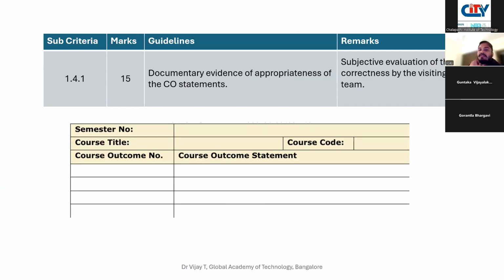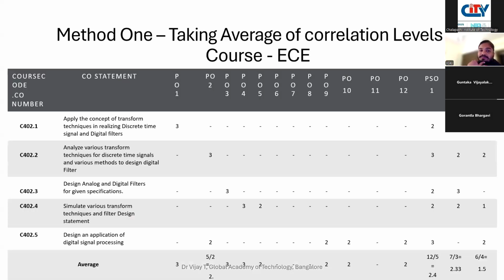Then there is documentary evidence of the appropriateness of the CO statements. You have defined your CO statements, but you have to relook at whether you have used the action verbs with respect to Bloom's taxonomy when defining your course outcomes, which should address the knowledge levels with respect to the taxonomies mentioned. So here is one example of how we calculate the module-wise COs.